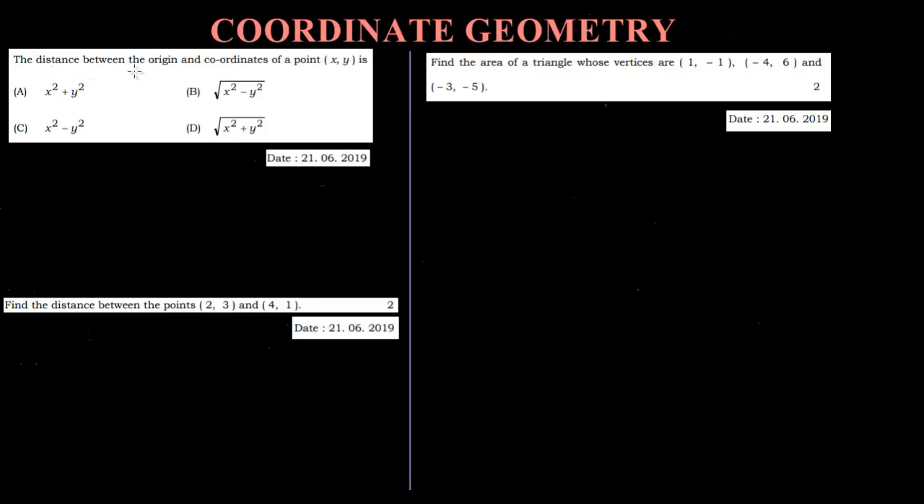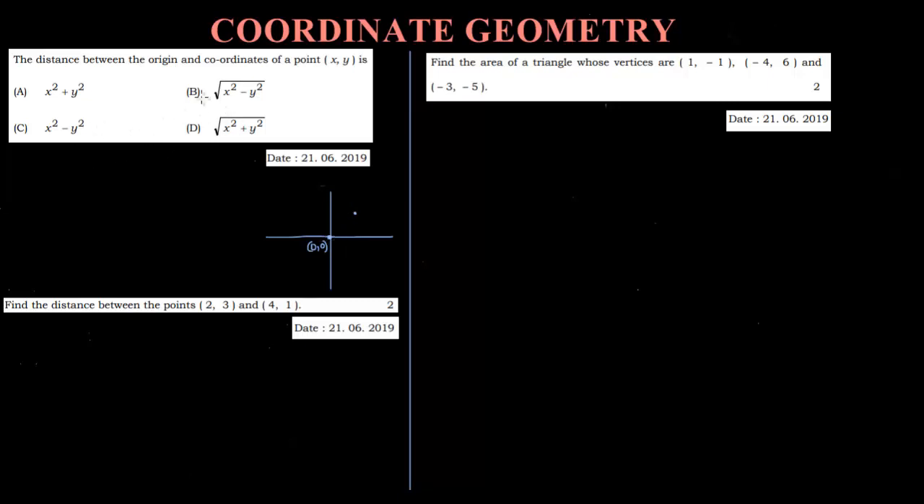Okay. So the distance between the origin and the coordinate of the point x, y is. What do you mean by origin? Origin is the centermost point. If I am drawing the x and y axes, then the point where the two axes intersect is called the origin, right? So the distance between the origin and any point, what is the formula to find the distance between these 2 points?